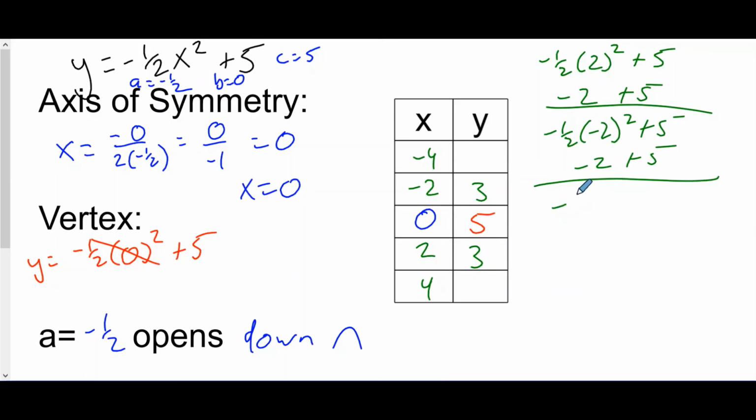How about for 4? -1/2 times 4 squared plus 5. 4 squared is 16. Half of 16 is 8, but it's negative, so it's -8 plus 5 is -3. And if this is -3, the same thing's going to happen if I put in a -4. I would still get 16, and then it's still -8. That's another -3. Let's go ahead and fill out the rest of our notebook for this one.